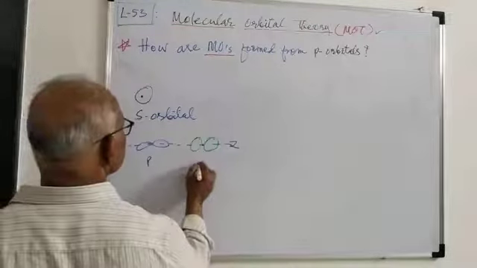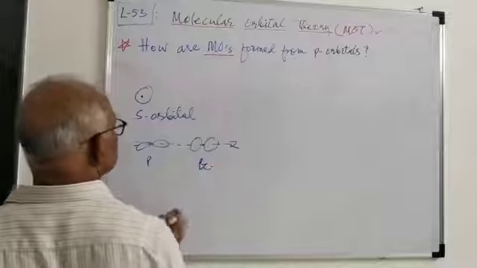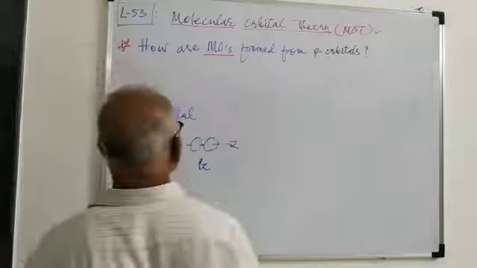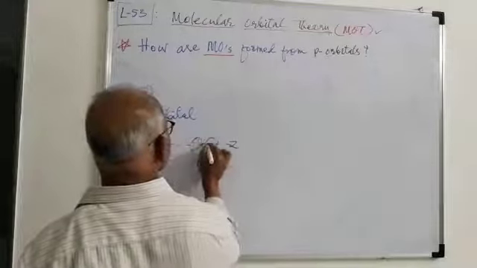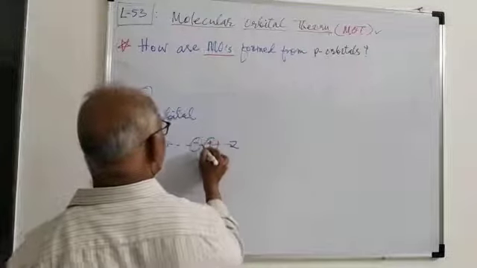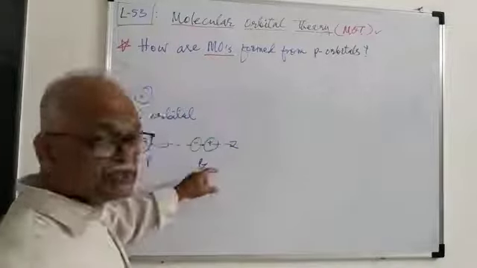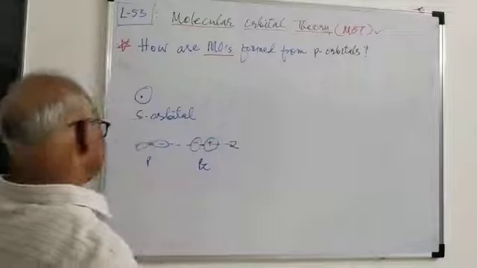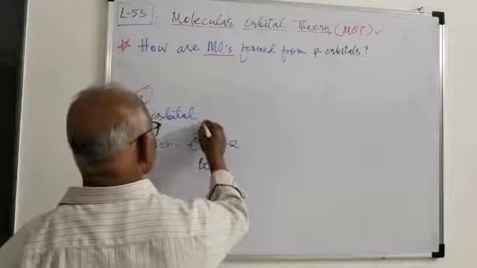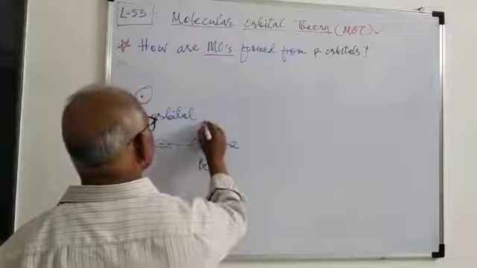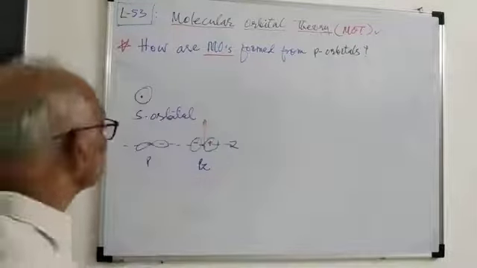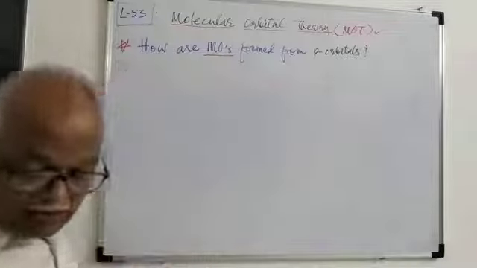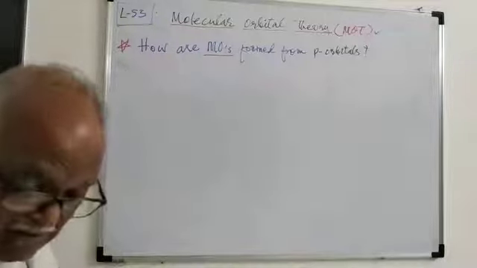So here this is the pz orbital. This pz orbital has signs of wave function, say minus and plus. One lobe has the minus sign of wave function and the other lobe has the positive sign. The other axes are lying perpendicular to this. We will show these in a diagram. So linear combination takes place.